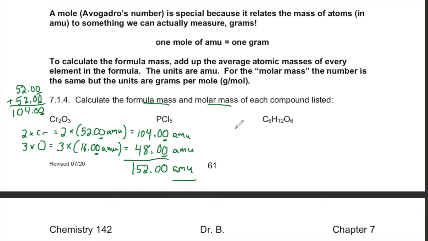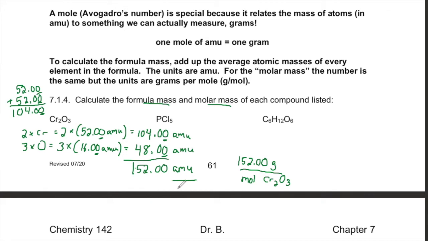And then the molar mass would be how much does a mole weigh. So if we had a mole of chromium 3 oxide, then a mole of chromium 3 oxide would weigh 152.00 grams. So we can write the same number, 152.00, and instead of writing AMUs, we can write grams per mole of Cr2O3. So every mole of Cr2O3 is 152.00 grams.